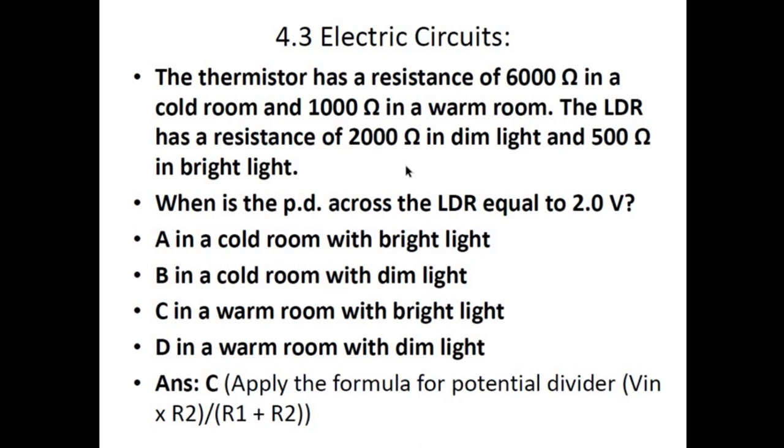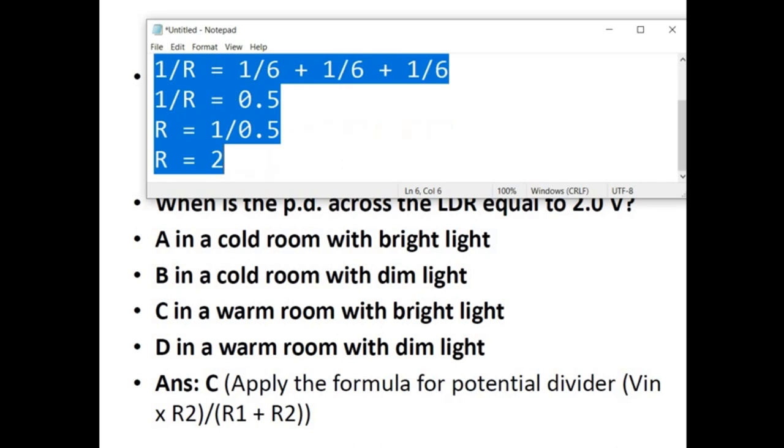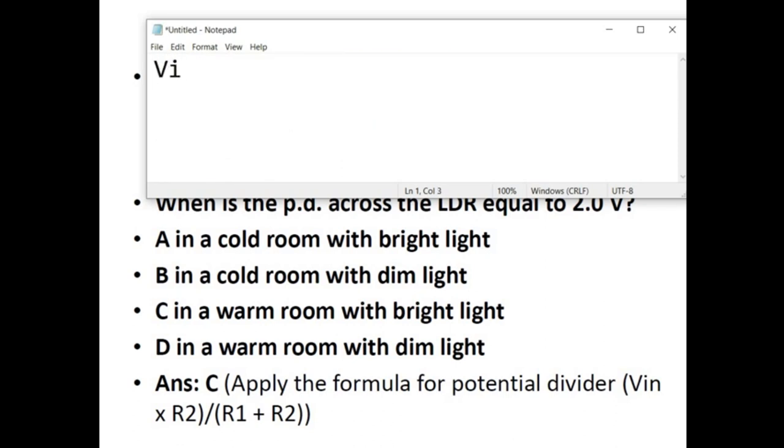The thermistor has a resistance of 6000 ohms in a cold room and 1000 in a warm room. The LDR has a resistance of 2000 ohms in dim light and 500 ohms in bright light. When is the PD across the LDR equal to 2 volts? Now we'll simply apply the formula, V in multiplied by R2 divided by R1 plus R2.